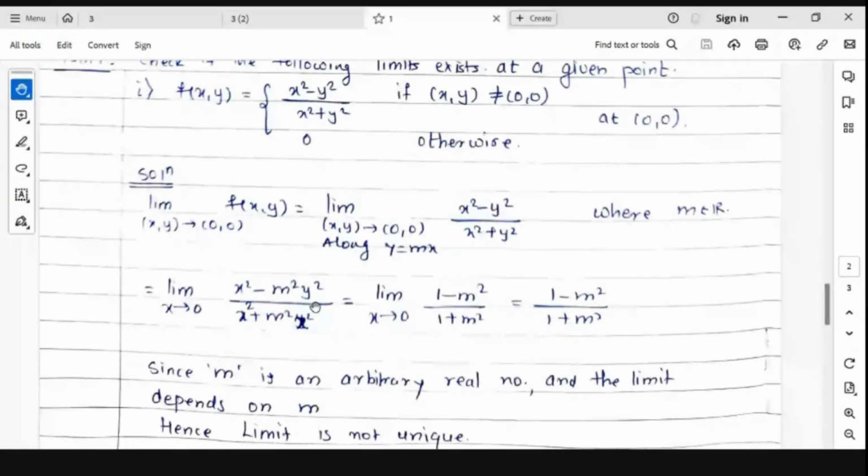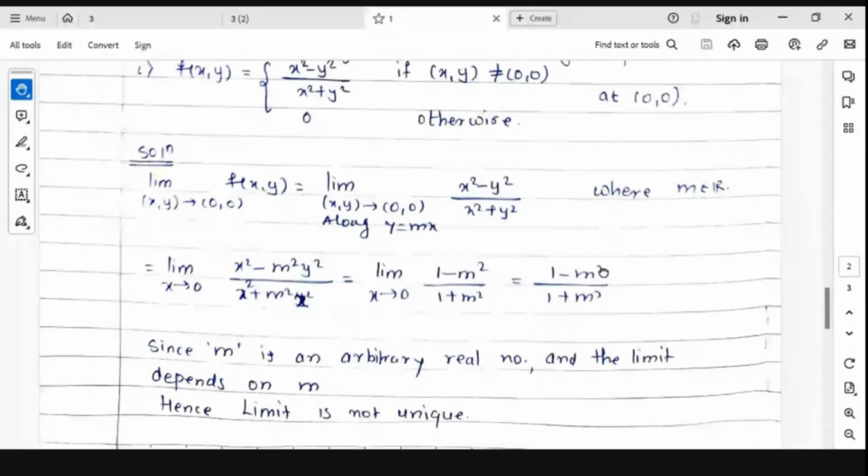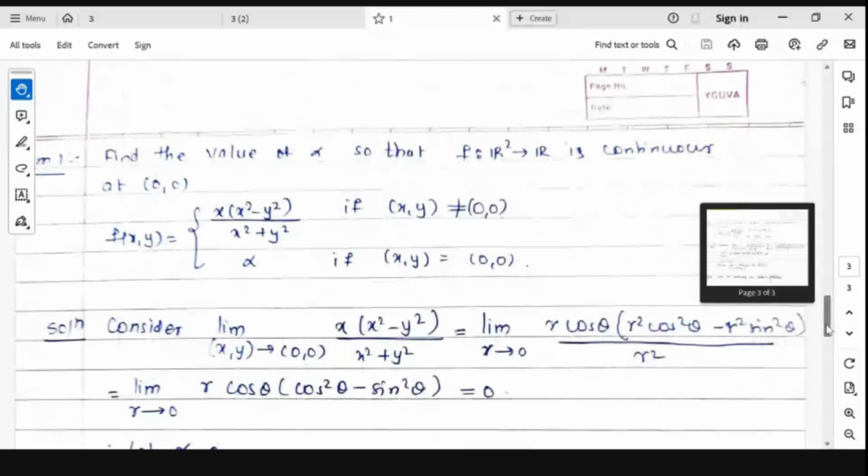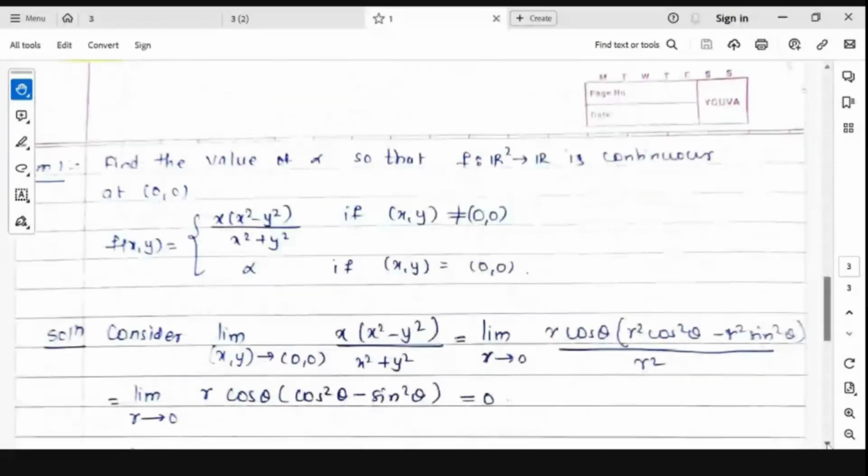Okay, so I have x square minus m square into x square, please read this as x square minus m square x square, upon x square plus m square x square. You can apply the cancellation on x square because x is approaching 0; that doesn't mean x is zero, therefore x is non-zero. On applying the cancellation, I can see the limit expressed in terms of m, but m is an arbitrary real number, and the limit depends on m. So as the value of m changes, the limit changes. That means the limit is not unique and hence it does not exist. Okay, going to my next example.